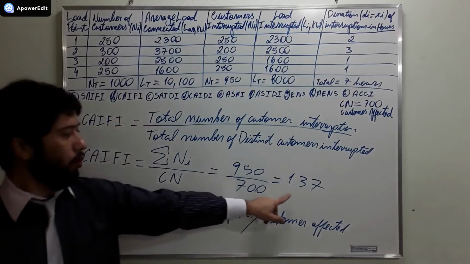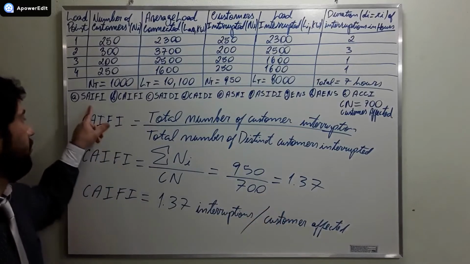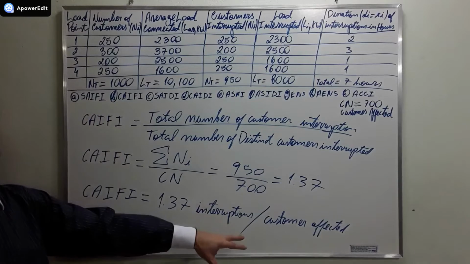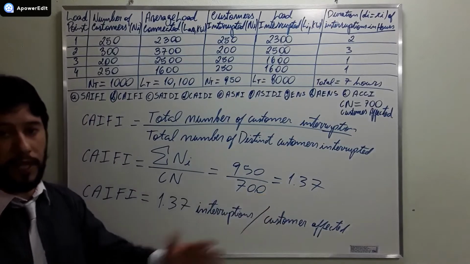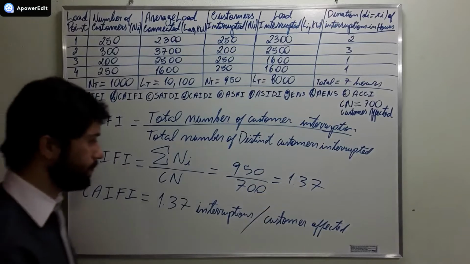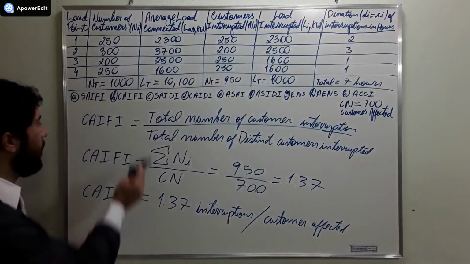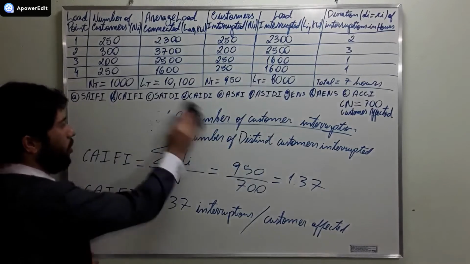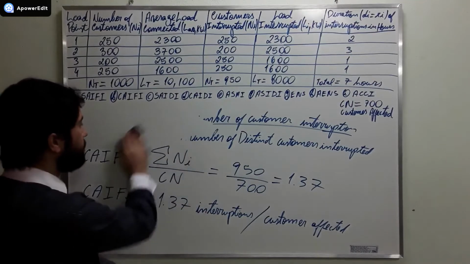And here we discovered that the CAIFI is larger than the SAIFI because there is one area that is experiencing more interruptions than the average. Let's go to SAIDI, my favorite. Do you have a favorite index? SAIDI is my favorite.